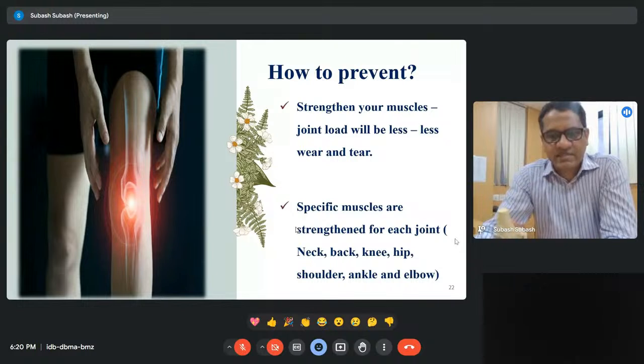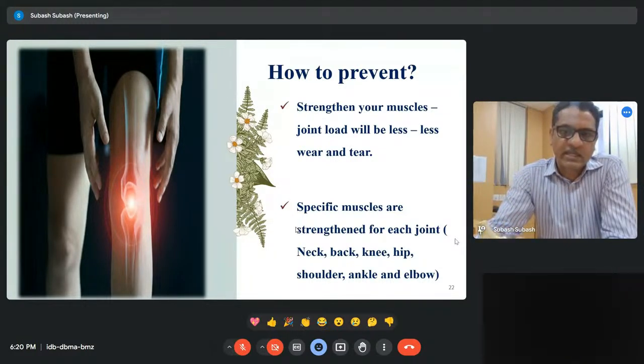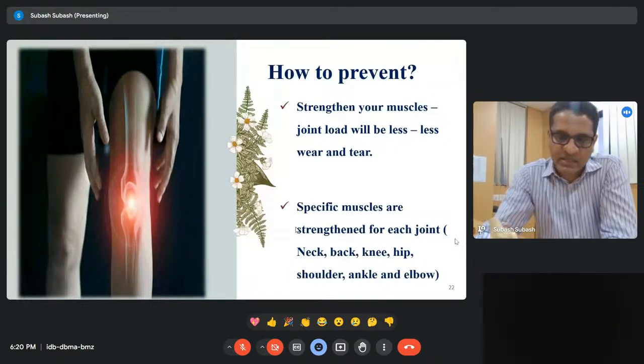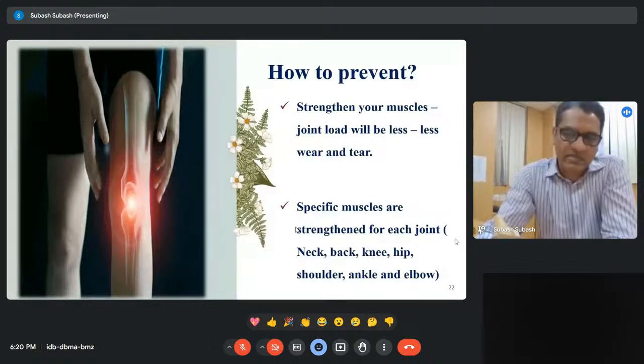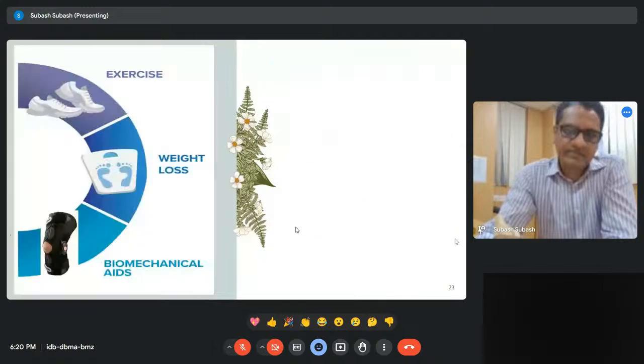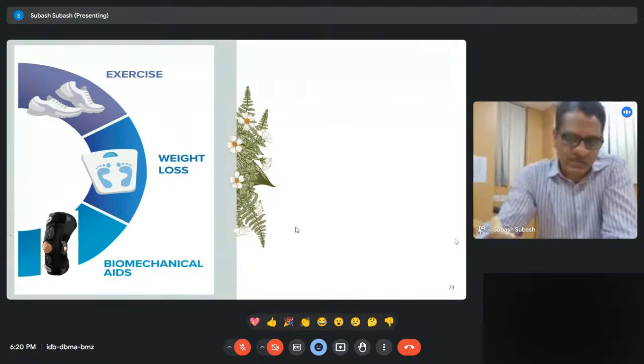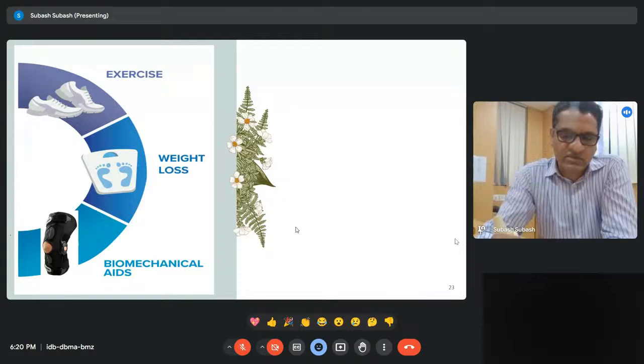Okay, specific muscles such as the quadriceps muscles. Once we have a physiotherapy consultation, they will explain what the best muscles are to strengthen the knee joint, or specifically for the hip, if there's hip arthritis, the abductors, and for shoulders, the other muscles which are specifically targeted in terms of strengthening them. So exercises, weight loss, and certain aids help prevent further damage from arthritis, which we're going to briefly talk about in this webinar.